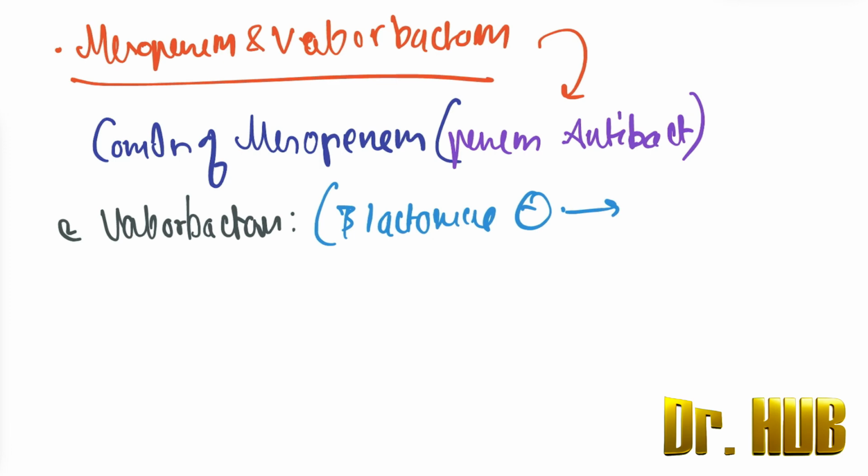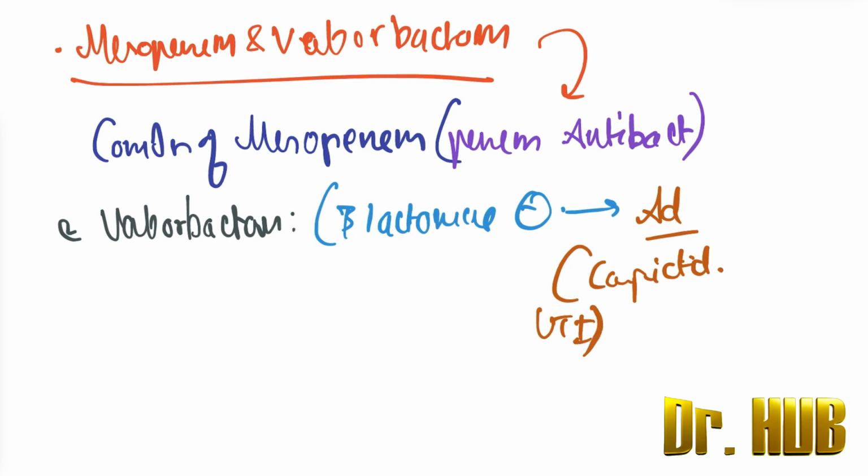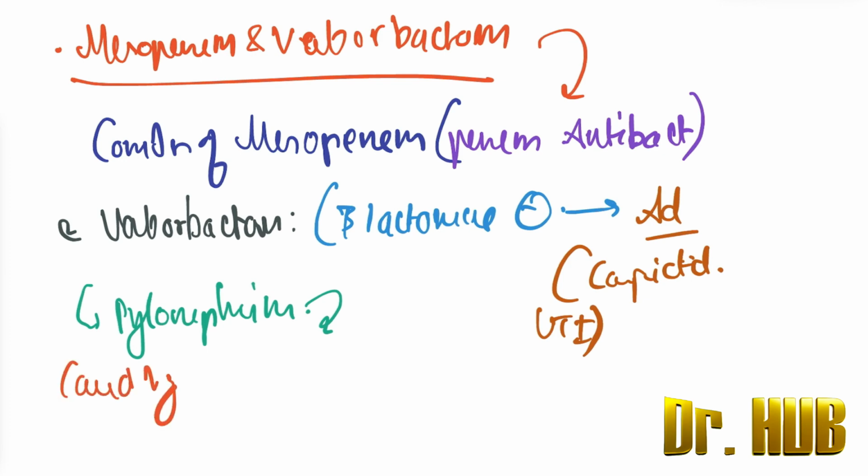And this is used to treat the adults with a complicated urinary tract infection, that is nothing but the UTI. So what does it include? This includes the pyelonephritis. So it includes pyelonephritis and is caused by the designated susceptible bacteria.